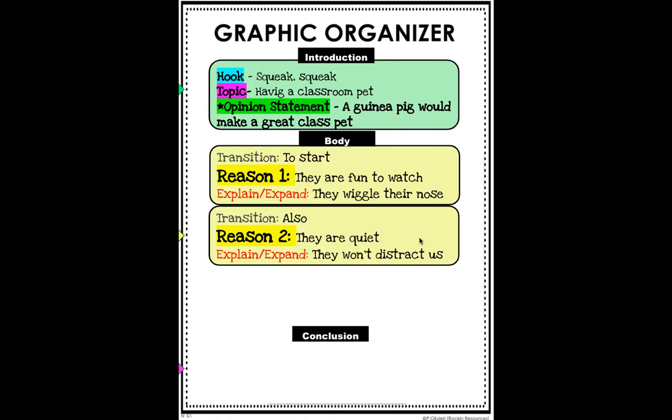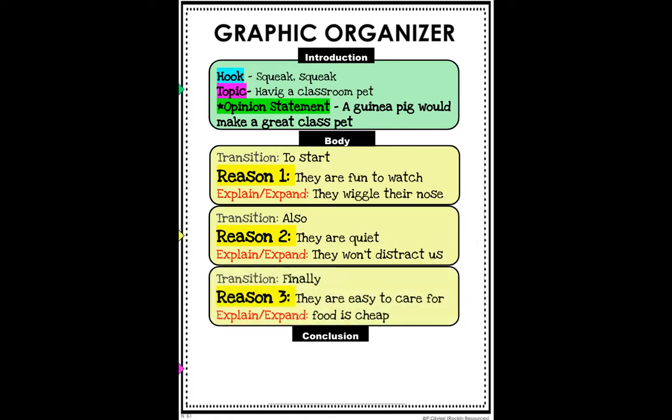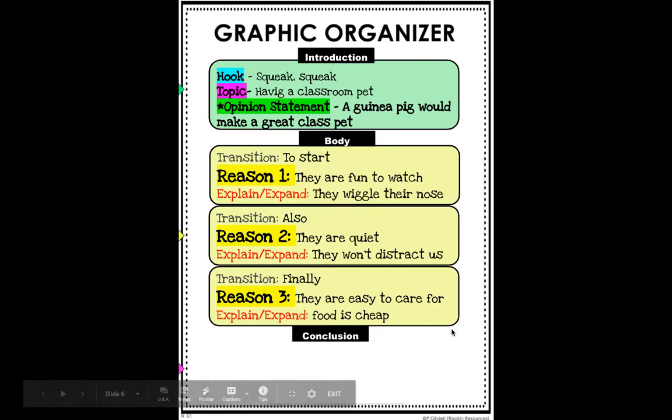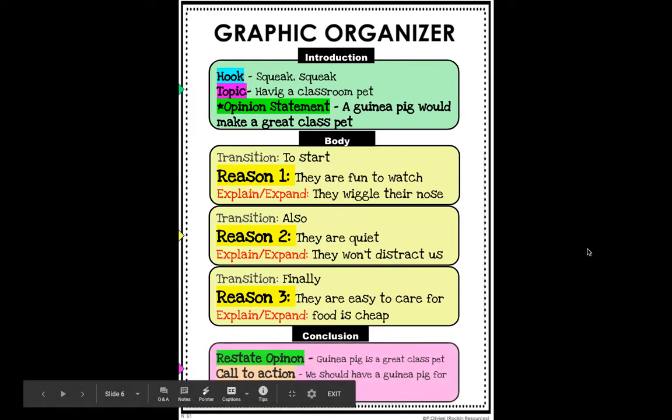So far, so good. Then they give their last reason, and they start this with, again, a transitional word, finally. And then they state their reason. Finally, they are easy to care for. And they expand by just saying, hey, the food is really cheap. So now that they gave all of their reasons, and they even expanded on each of the reasons, they're finally going to go into their conclusion.